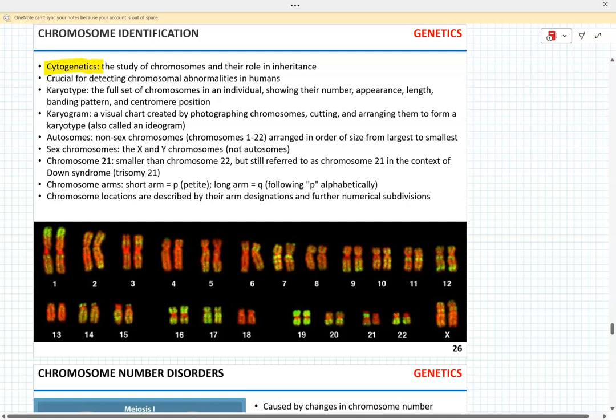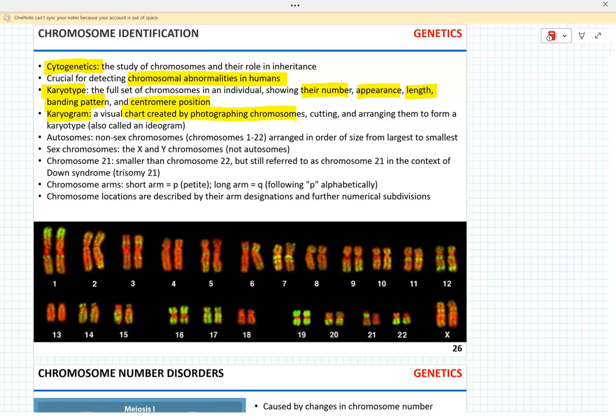Now, the study, essentially the determination of how they look, is critical for identifying chromosomal abnormalities. A couple of terms that you need to know. Karyotype. Karyotype refers to the full set of chromosomes in an individual. It is characterized by the chromosomal number, appearance, length, banding, and the position of the centromeres. Karyotype is reflected by the karyogram, which is the chart created by photographing chromosomes under the electron microscope.